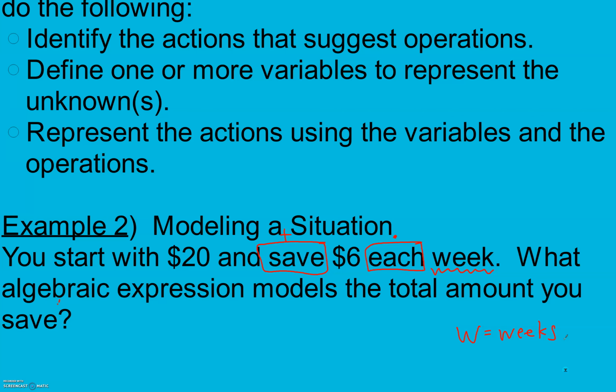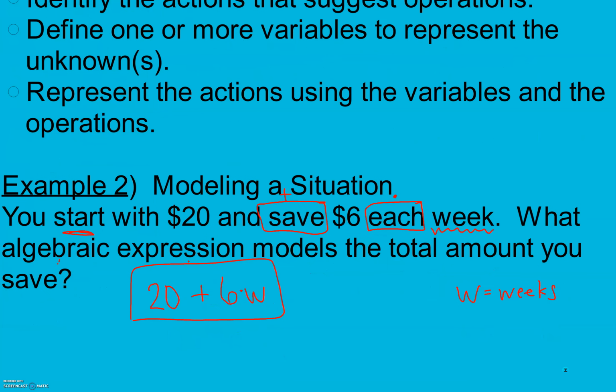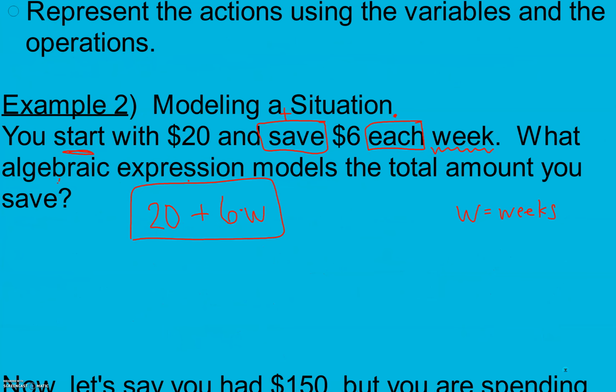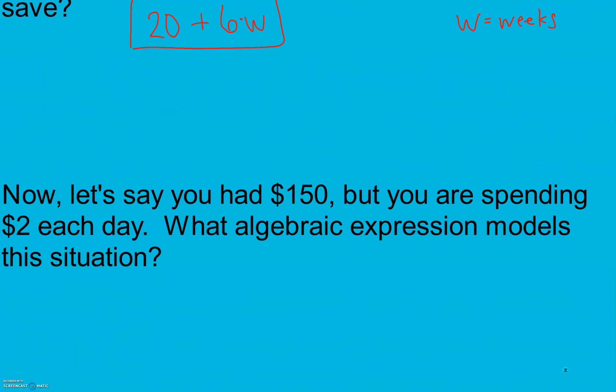Okay. And now we can represent our actions. And it just wants an expression, so we don't have to have equals the amount of money saved. So we start with $20. Start, I guess, could have been a math word too if you wanted. And we save, so we add $6 each, means we're going to multiply times week. 20 plus 6w. And that's going to tell us how much we have after w number of weeks. Feel free to pause here and give this a try.